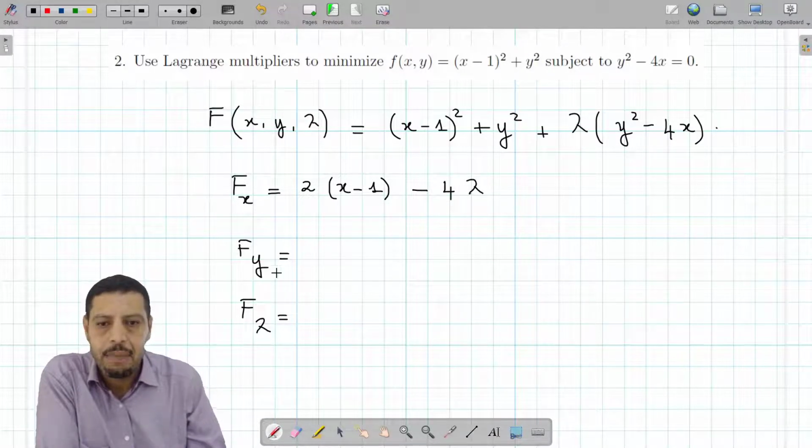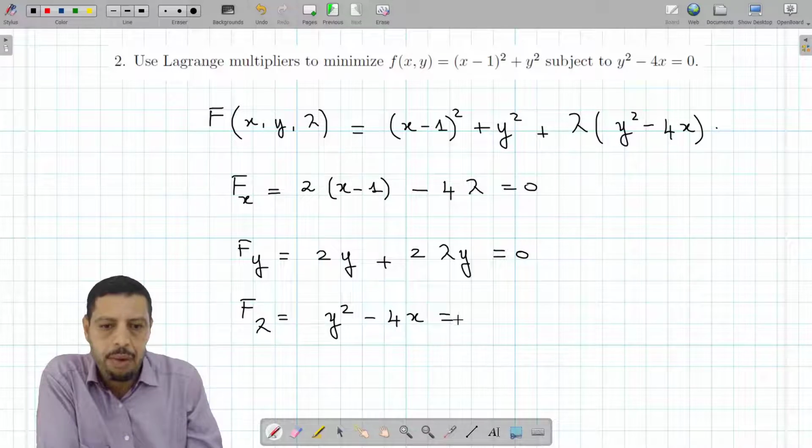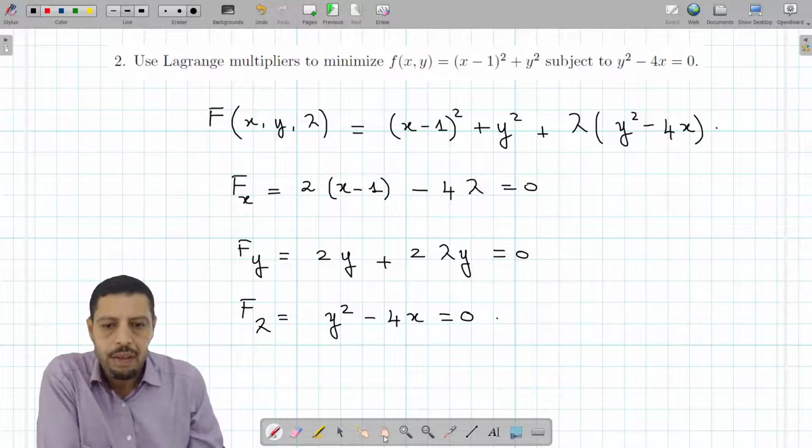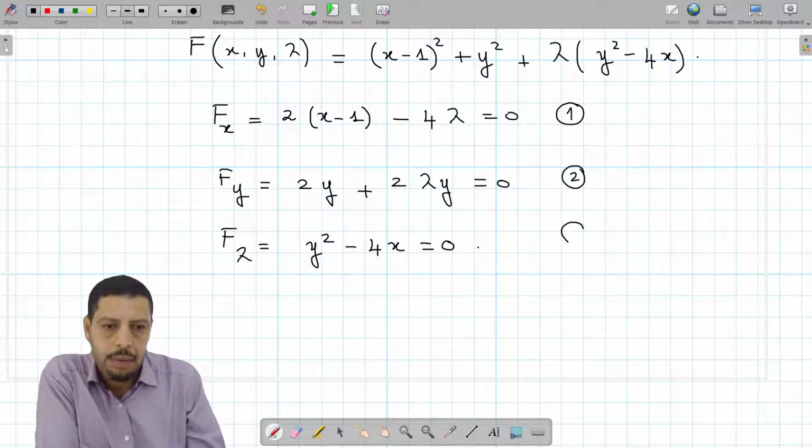The second partial derivative Fy is equal to 2y plus 2 lambda y, which comes from the y squared times lambda here. So 2 lambda y, okay, equals 0, and the last partial derivative is y squared minus 4x equals 0. To solve this system, I will enumerate these equations 1, 2, and 3.